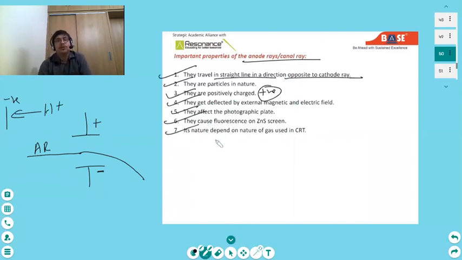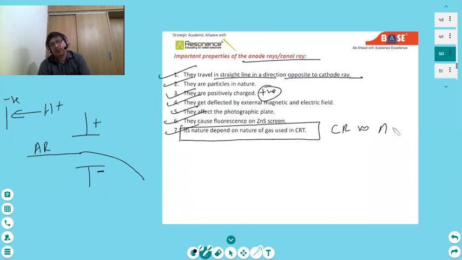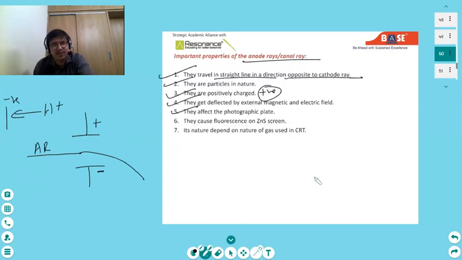It depends on the nature of the gas used in the CRT, the most important point. If someone asks you the difference between cathode rays and anode ray, you tell that the major difference is charge, that we know. Another major difference is that the cathode ray is independent of the nature of the gas used. Anode ray is dependent on the nature of the gas used in the cathode ray tube. Cathode ray independent, anode ray dependent on the gas. So these are the 7 fundamental important properties of anode ray. Most of them match with cathode. So this is easy, I believe.